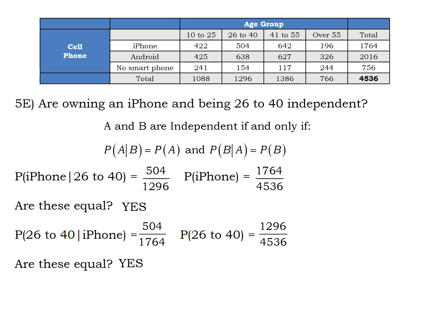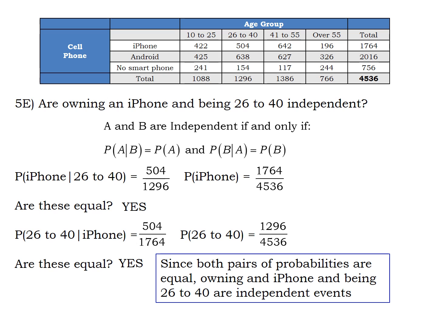So owning an iPhone did not change the probability that they ended up in this age group. The probability they ended up in the 26 to 40 age group, given they owned an iPhone, was just the probability that they were 26 to 40. So if we put these two together, owning an iPhone did not change the probability of being in the 26 to 40 age group. And whether or not they were in the 26 to 40 age group did not change the probability they own an iPhone. Okay, so we have satisfied the definition. Right? So owning an iPhone and being in the 26 to 40 age group are in fact independent events.